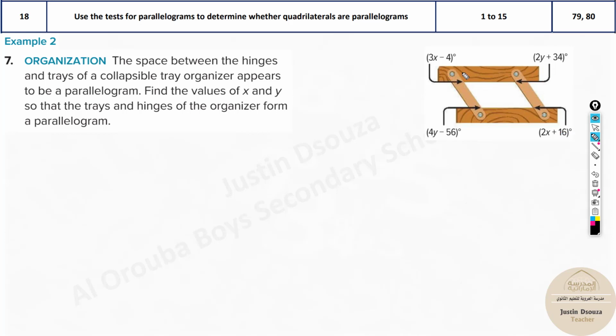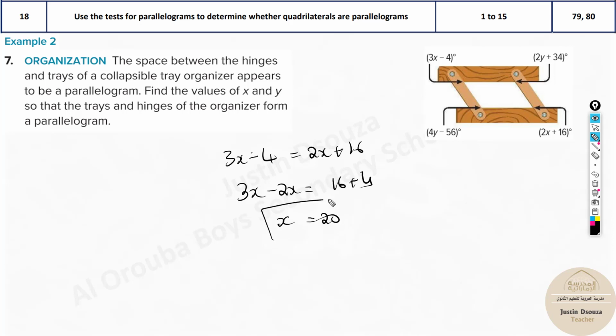So just equate them. This is 3x minus 4, which must be equal to 2x plus 16. Solve this for x. Take 2x to the other side: x equals 16 plus 4, and x equals 20. The x value is 20. Now we need to find y.